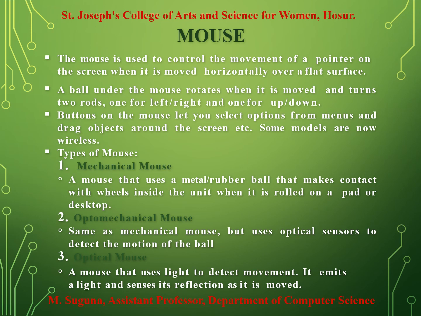There are three types of mouse. They are mechanical mouse, opto-mechanical mouse, and optical mouse. A mouse that uses a metal or rubber ball that makes contact with wheels inside the unit when it is rolled on a pad or desktop is a mechanical mouse. Coming to the opto-mechanical mouse, it is the same as a mechanical mouse but uses optical sensors to detect the motion of the ball. Coming to the optical mouse, it is a mouse that uses light to detect movement. It emits a light and senses its reflections as it is moved.